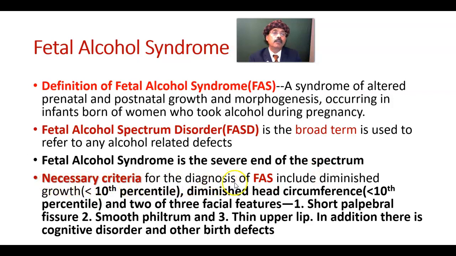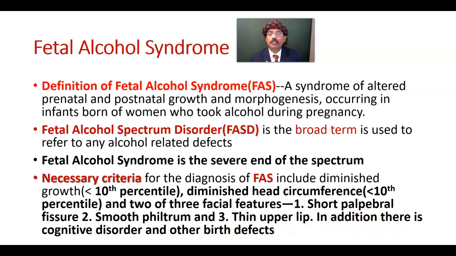Necessary criteria for the diagnosis of fetal alcohol syndrome include what? Diminished growth, less than 10th percentile, diminished head circumference, less than 10th percentile, 2 of 3 facial features, short palpebral fissure. Palpebral fissure is the space between two eyelids. Smooth philtrum, the central depression on the upper lip. Here it is smooth. Here short palpebral fissure and thin upper lip.